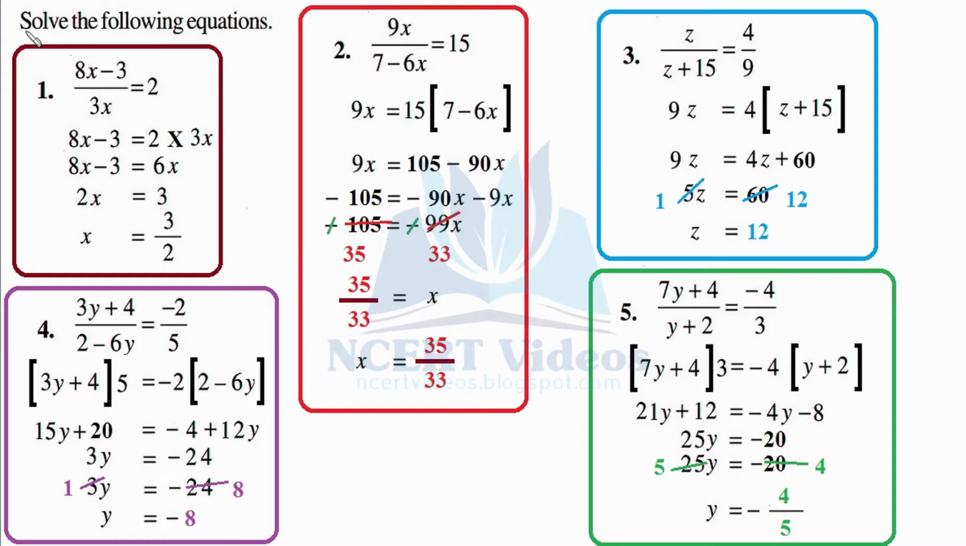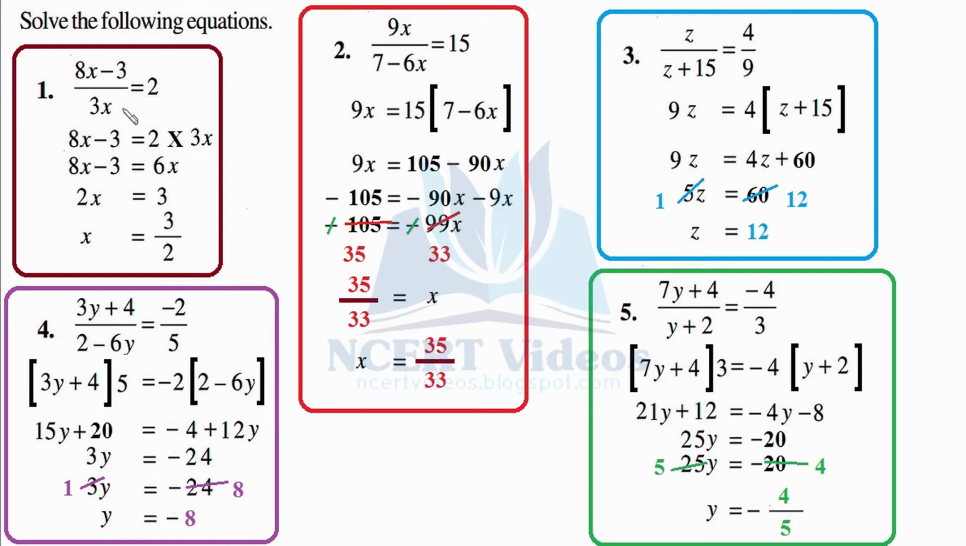Mathematics Class 8th, Chapter 2nd, Exercise 2.6, Linear Equations in One Variable. Solve the following equations. We have question number first as (8x minus 3) over 3x equals 2. We have learned in this exercise that we have to first simplify the equation and turn it into a linear equation. By linear we mean an equation having highest power as 1. In order to do so, we have to perform certain operations which we shall learn while solving these questions.